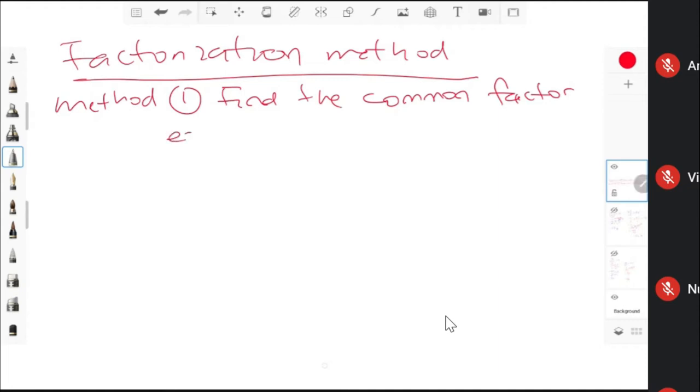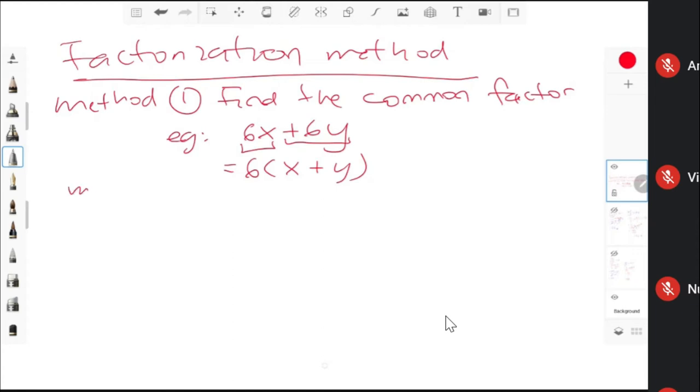Example, let's say I have 6x plus 6y. What is the common factor between the two terms? Amsha or Nurin? Both of them can be divided by a number. What number is that? That's the meaning of common factor. Nurin? Six. Yes, very good. So you take out 6 and you are left with x and y. So this is the first method of factorization.